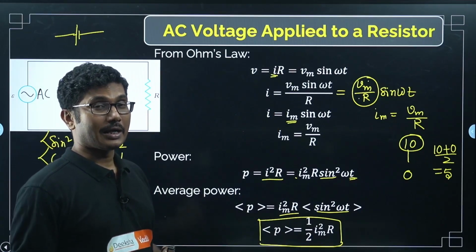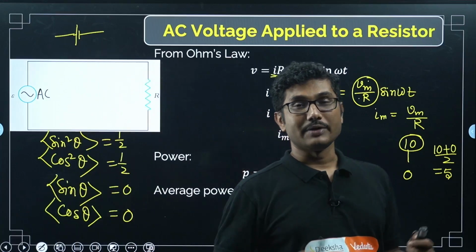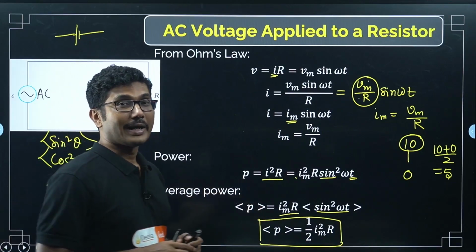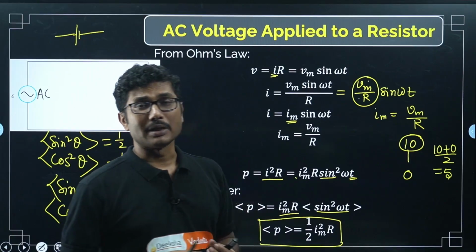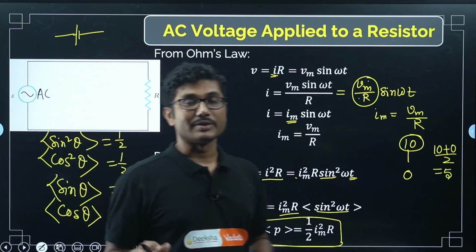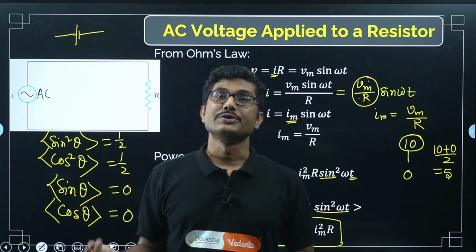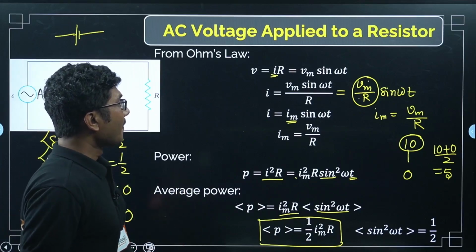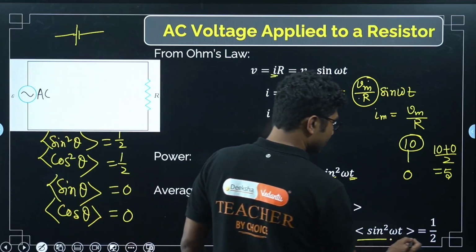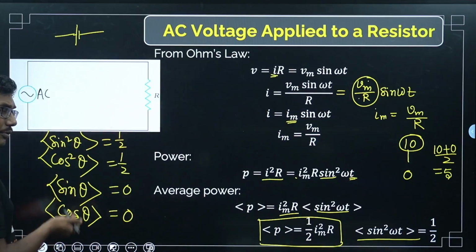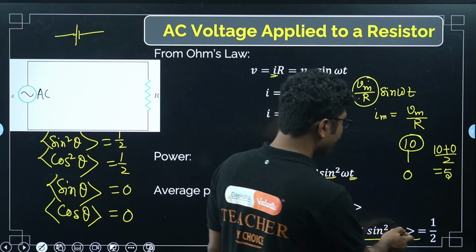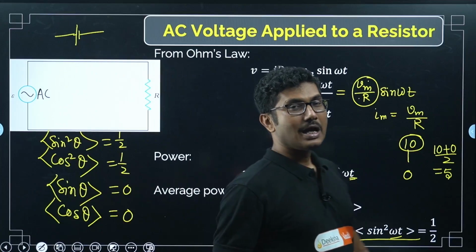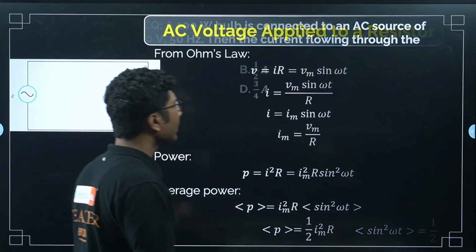In the beginning there was a current war between different factions, okay? Nikola Tesla pioneered AC, whereas there were some people who were in favor of DC, but later on it was realized that AC is easy to transmit without losing much power, without generating too much heat. That's why AC was adopted, okay? Now here the average power of sine square omega t is half. Not only sine square omega t, but cos square theta, sine square theta, whenever we are talking about the time average of sine square and cos square, they are half. Whenever we are talking about the time average of sine and cos, they are 0. Okay, now let's move on.